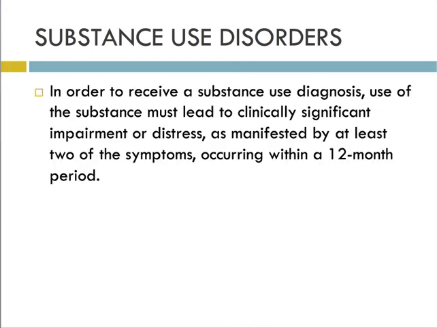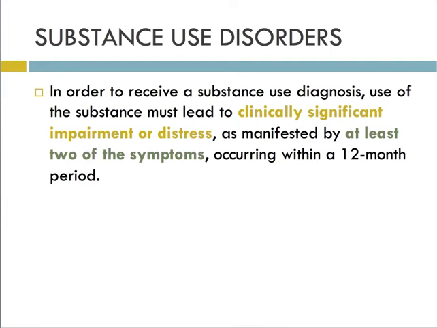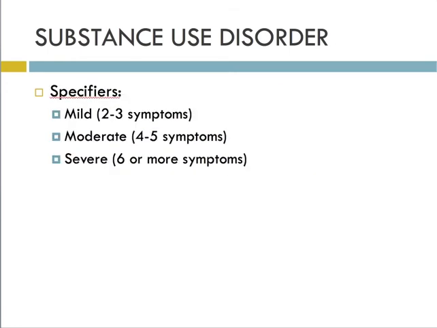Now, with that background in place, we can then move on to the specific diagnostic criteria. What the DSM states is that in order to receive a substance use diagnosis, use of the substance must lead to clinically significant impairment or distress, as manifested by at least two of the previously described symptoms, occurring within a 12-month period. As with many other disorders, we can specify the severity of a substance use disorder as either mild if the person has 2 to 3 symptoms, moderate if the person has 4 to 5 symptoms, or severe if the person has 6 or more symptoms.